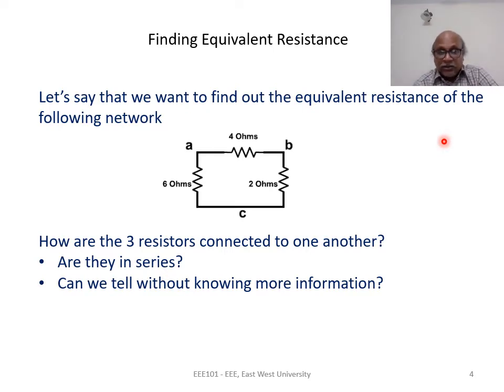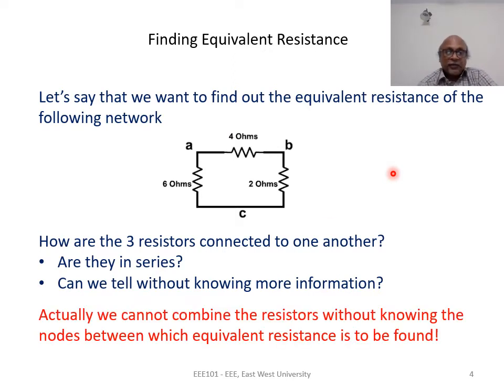Are they in series, or do we need more information to decide about the connection of the resistors? Actually, without knowing some more information, we cannot tell how these resistances are connected. So, which information is missing here? We have not specified the two nodes between which we want the equivalent resistance. Without knowing the two nodes between which we want to find the equivalent resistance, we cannot tell how these resistances are connected. These two nodes are typically called the observation nodes.